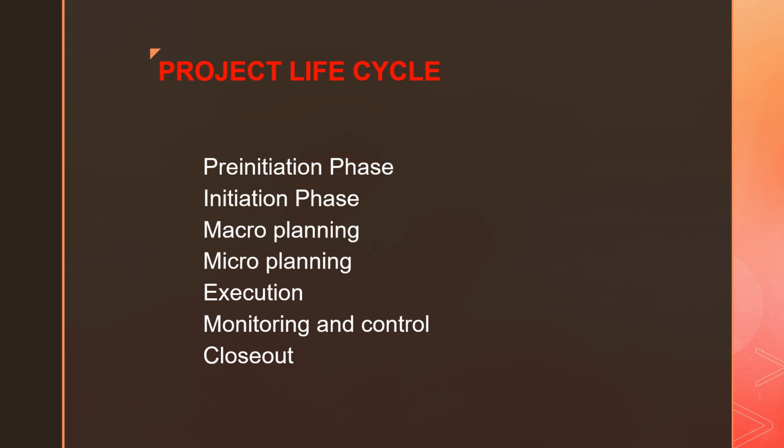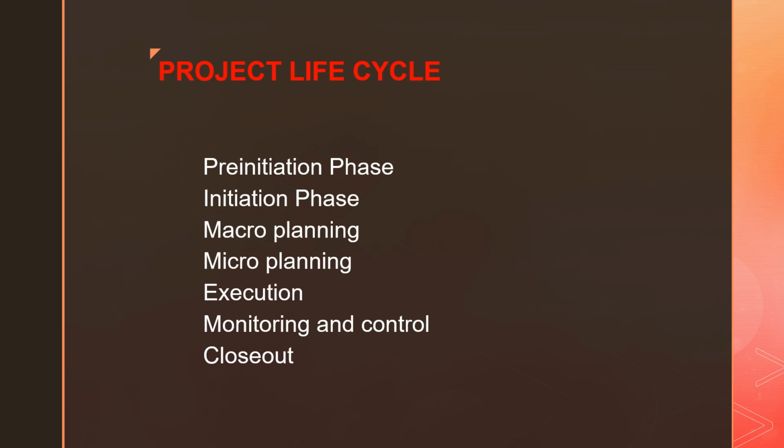The next stage in the project life cycle is execution, and the input to the execution phase is a macro plan and a micro plan. The execution phase delivers the deliverables. So the output of the execution phase is deliverables. Now, the monitoring and control phase is between the execution phase and the closeout phase.